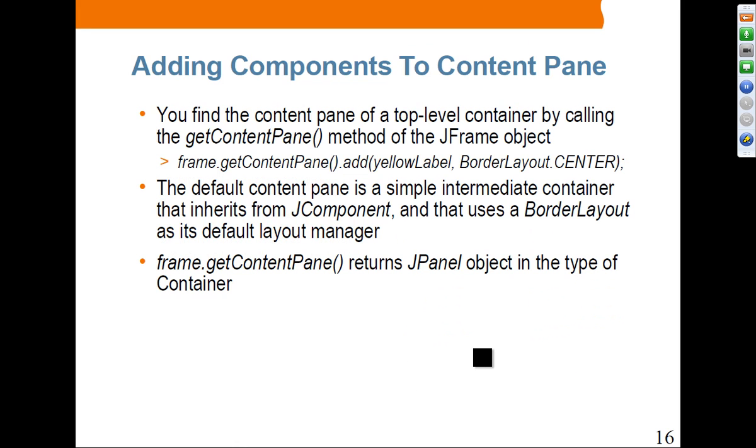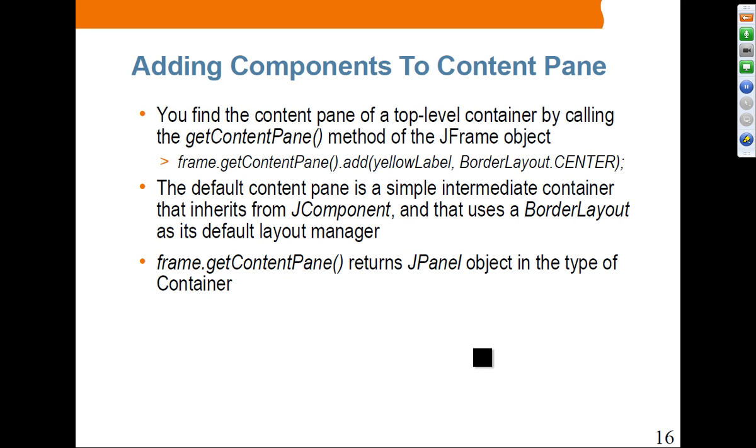Okay, so let's talk about the content pane a bit. You are going to add components to the content pane. You find the content pane of the top-level container by calling the getContentPane method of the JFrame object, and then you can add. In this case, you are going to add a yellow label using the border layout manager, in the center.